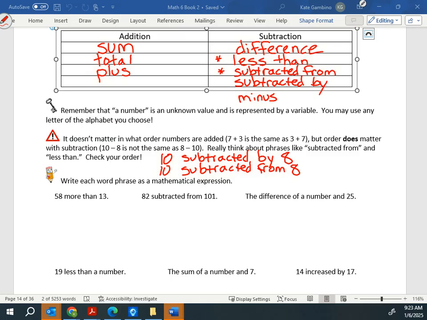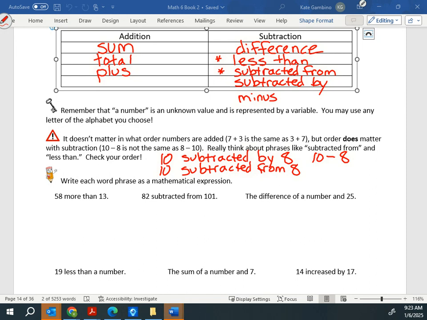How do you think those expressions would look? How do you think I should write 10 subtracted by 8? Emma? Yeah, 10 subtracted by 8. That would be the 10 minus 8.